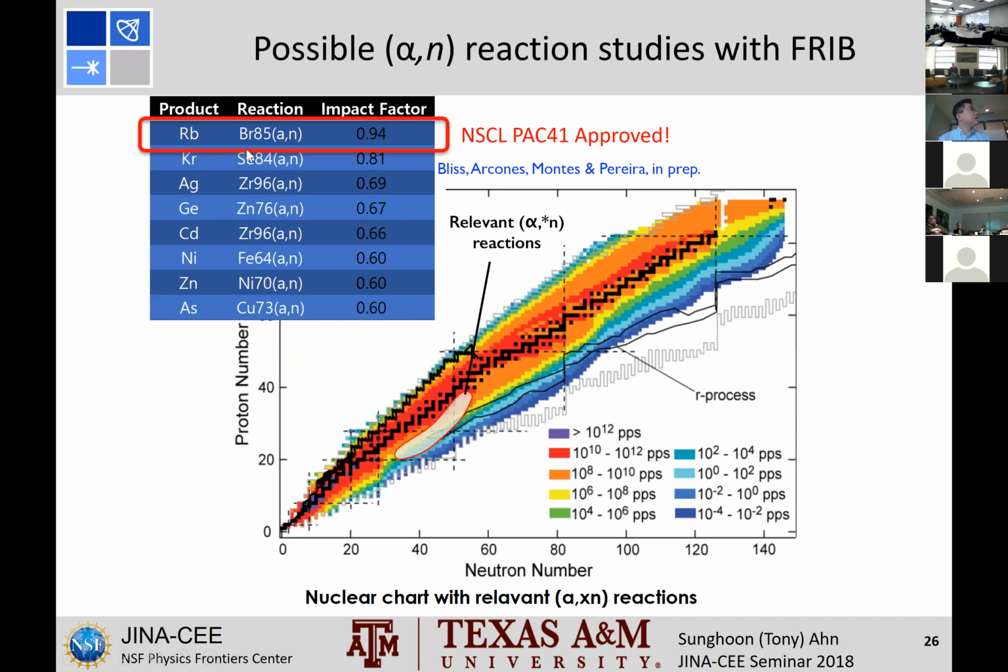By the way, bromine-85 is already available at NSCL, RIA 3 NSCL. So we proposed this reaction study last year, and it was approved by NSCL PAC 41. So we are glad that we will soon perform the new study of the (alpha,n) reaction.